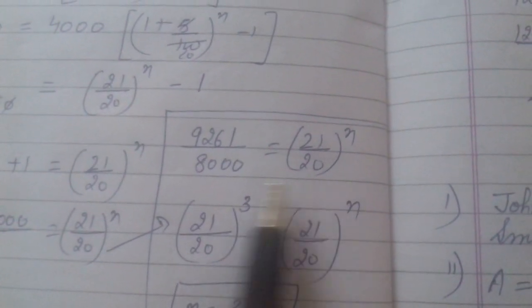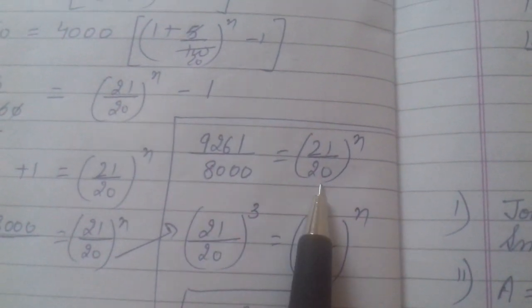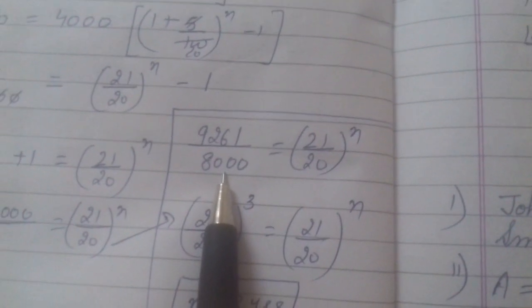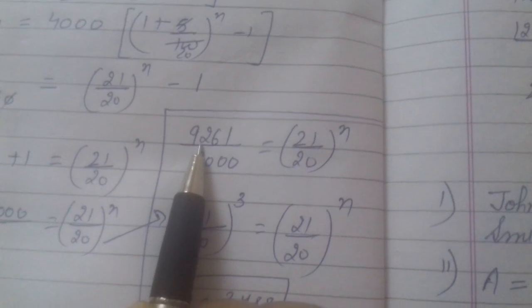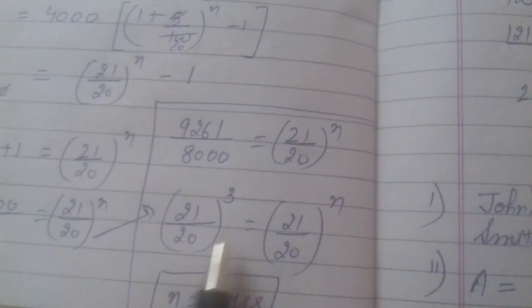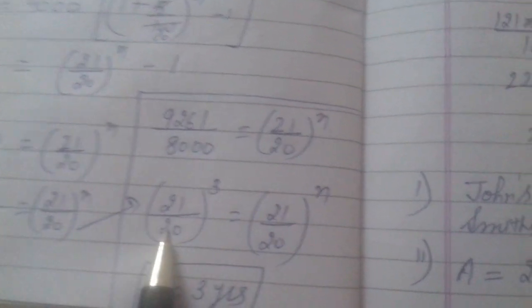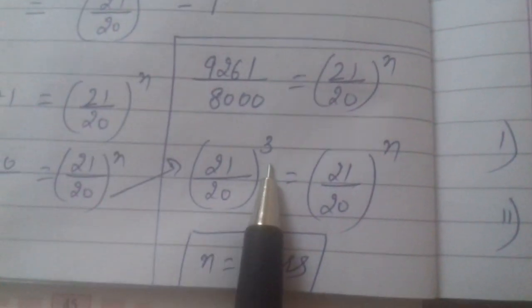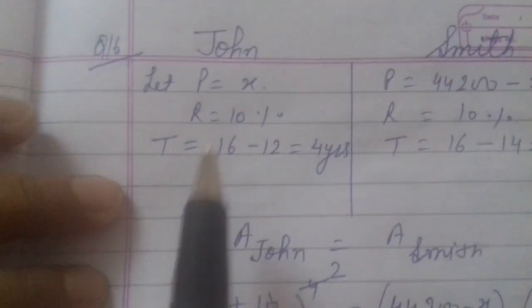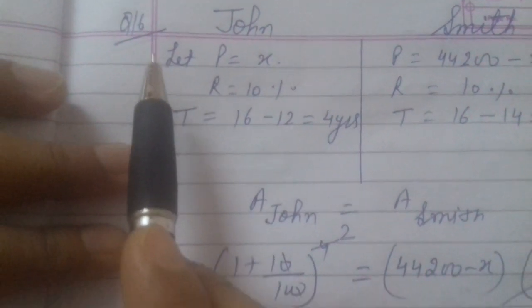Now children, you must think what is the relation of 8000 with 20. I know 8000 is cube of 20. So same way this value is cube of 21. From here you can guess. So again you can see if the bases are same, powers will also be same. So time period will be 3 years. Yes students, very important question.